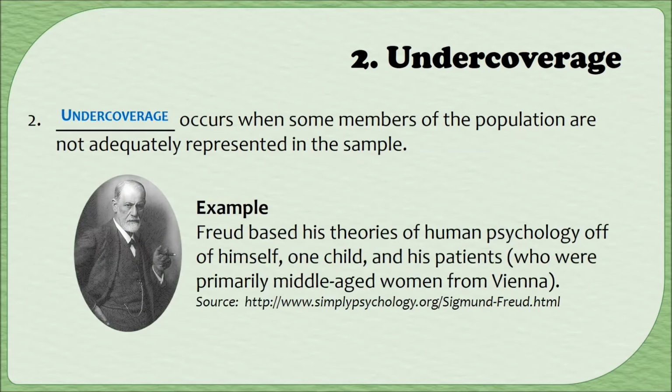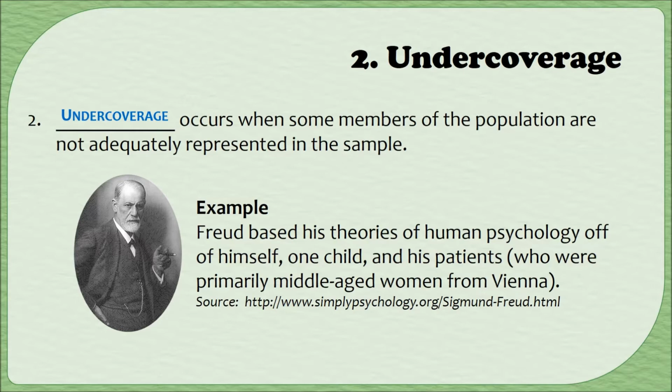Sigmund Freud based his theories of human psychology off of himself, one child, and his patients. And his patients were mostly middle-aged women from Vienna. Now, Sigmund Freud is known as the father of modern psychology, and he's extremely important to the field of psychology because he's the one who really kind of formalized and got other folks interested in formalizing the study of the human psyche. However, he tried to make claims about all human beings based off of himself, one kid, and middle-aged women from Vienna. So I can think off the top of my head easily of a dozen different people that this would not describe, myself among them, right?